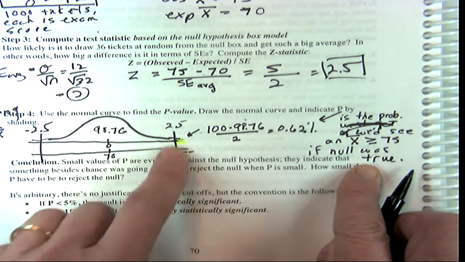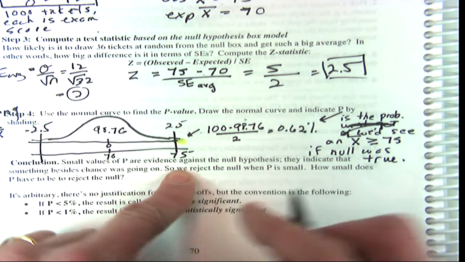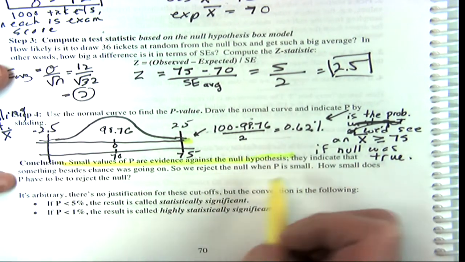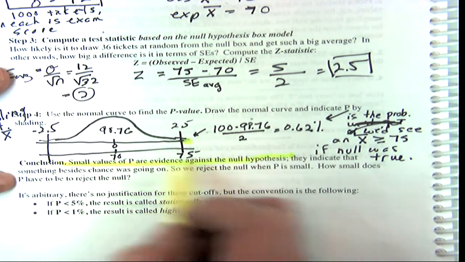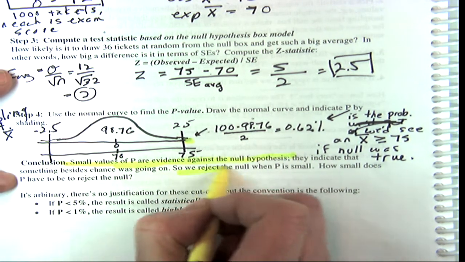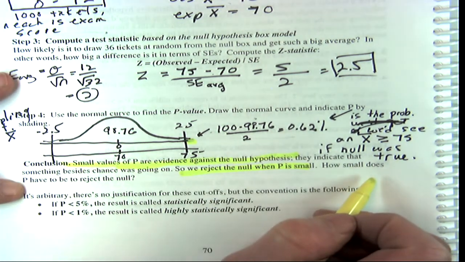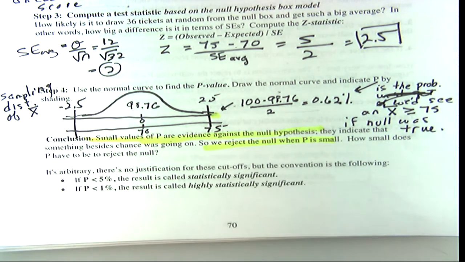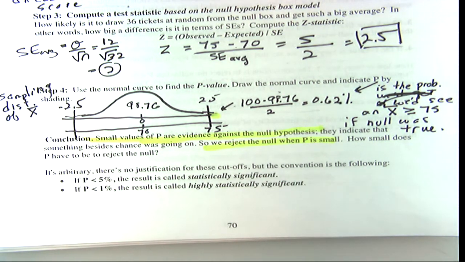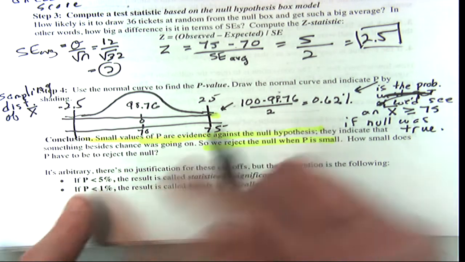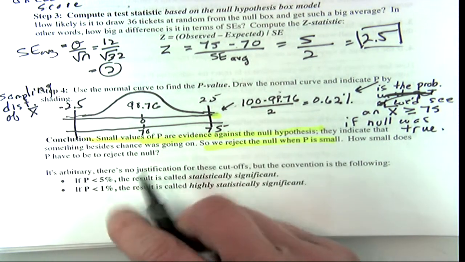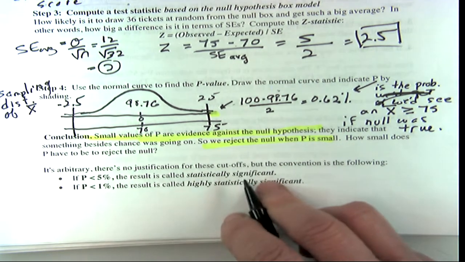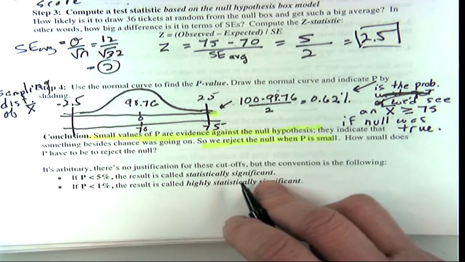So if you get a really small value of p, that's strong evidence against the null. It indicates that maybe something besides chance was going on. So we reject the null when p is small. And how small does p have to be to reject the null? Well, people like a cutoff, right? So where's the cutoff to reject the null? If p is less than 5%, this is an arbitrary cutoff because people like cutoffs to make decisions.